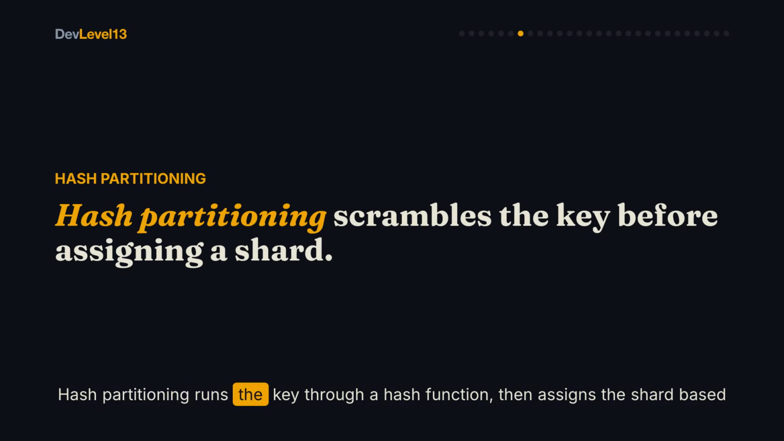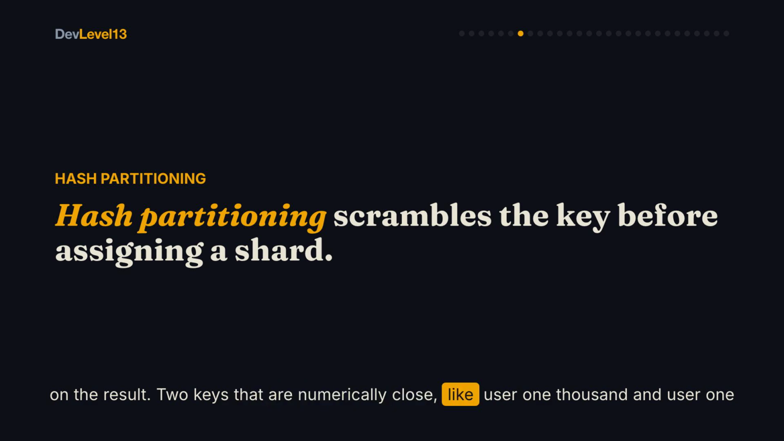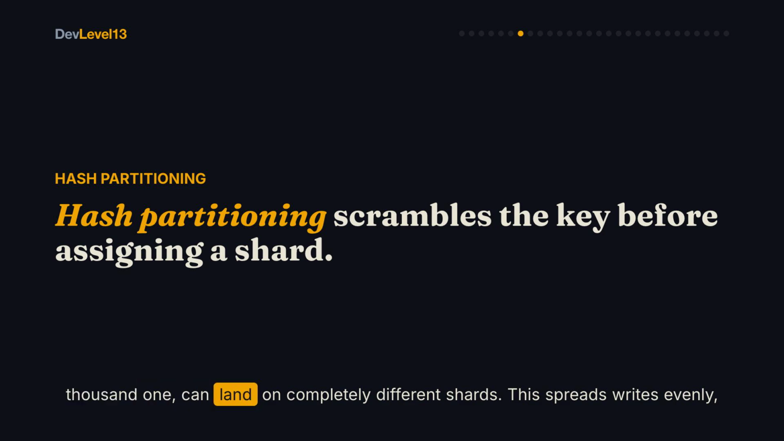Hash partitioning runs the key through a hash function, then assigns the shard based on the result. 2 keys that are numerically close, like user 1000 and user 1001, can land on completely different shards. This spreads writes evenly, most of the time.